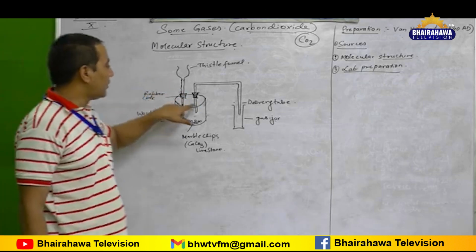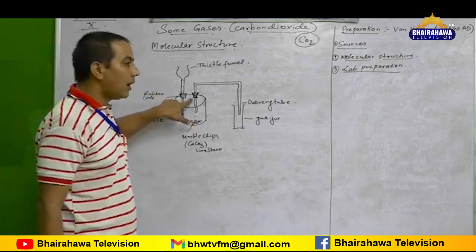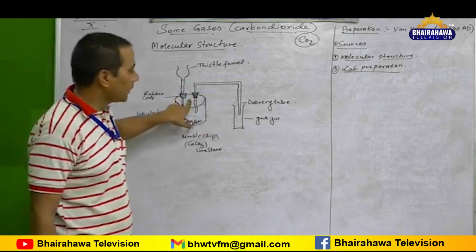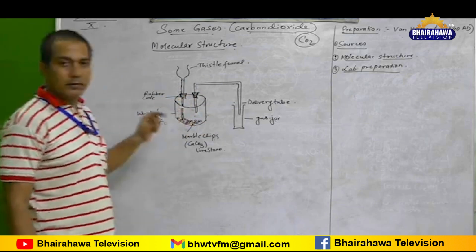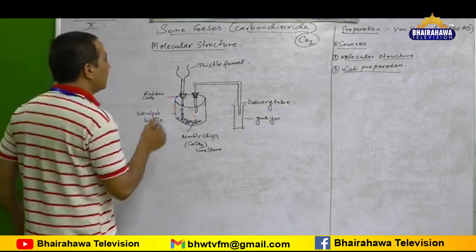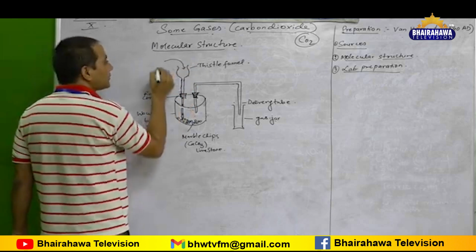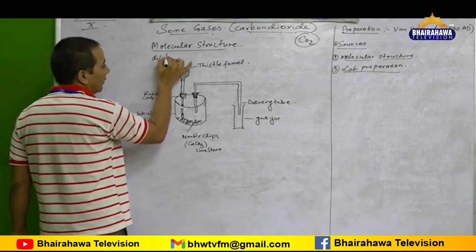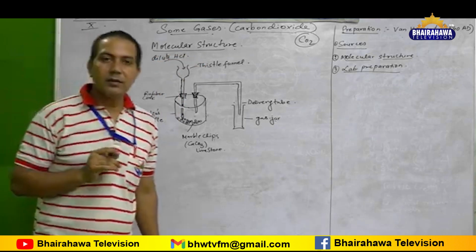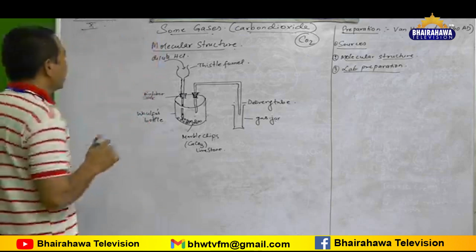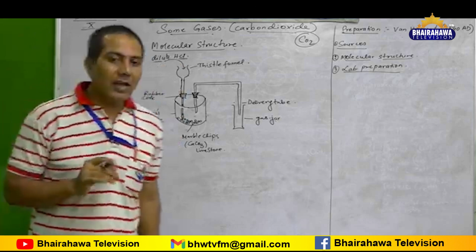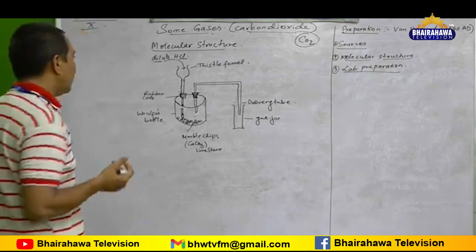Then after that, what will we do? We also put a delivery tube on the other mouth opening of the wolf bottle, and we make it airtight. Then after that, we will put some dilute HCl. Dilute HCl means what? That is acid. Okay. Dilute HCl means an acid.